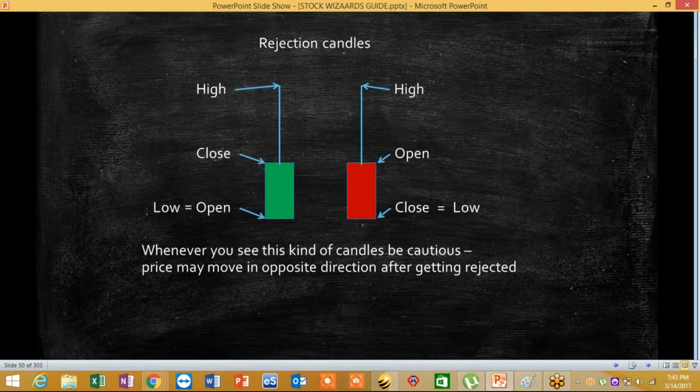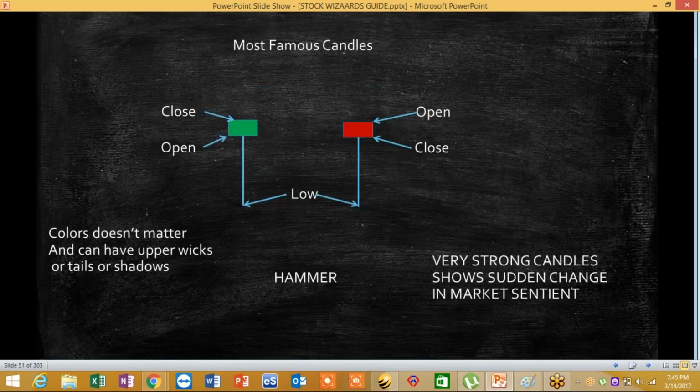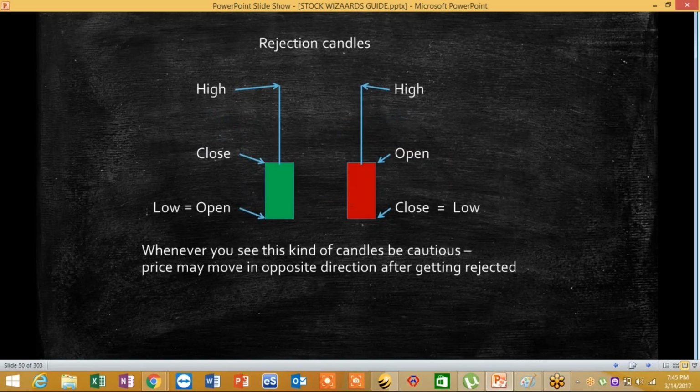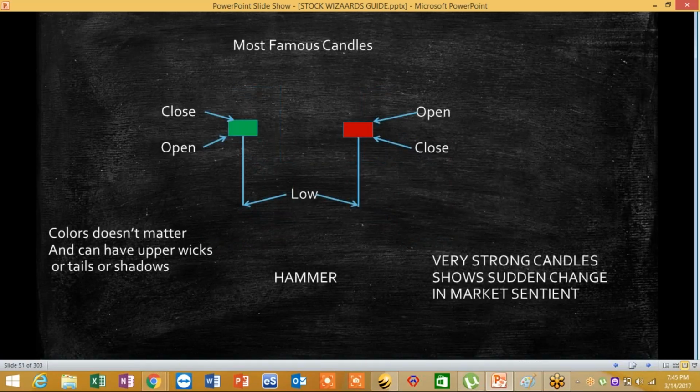Is that clear? Or we can use this as taking a fresh entry also. That we will discuss now. Just a second. Okay. So that was the rejection type candle.